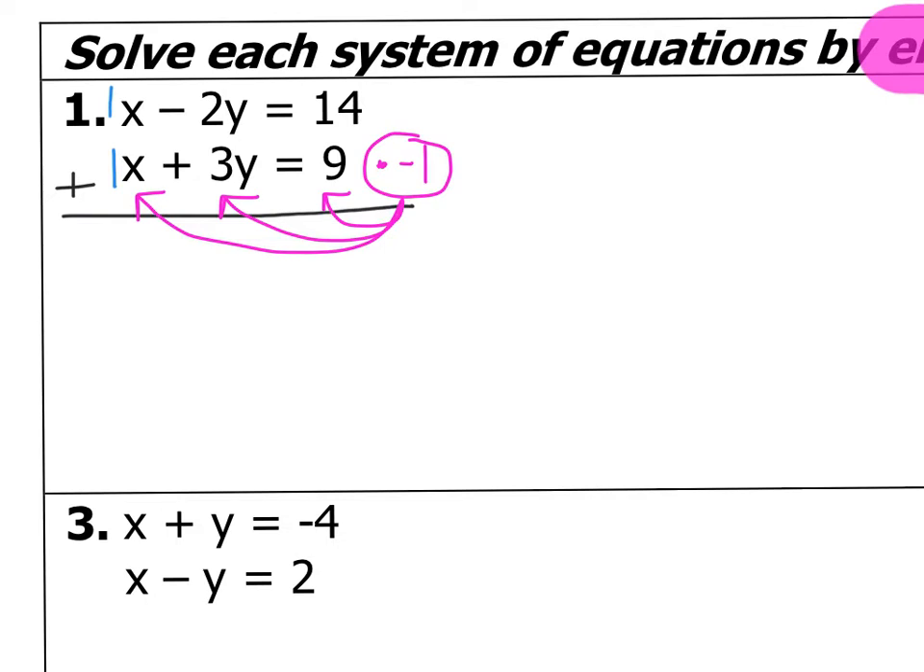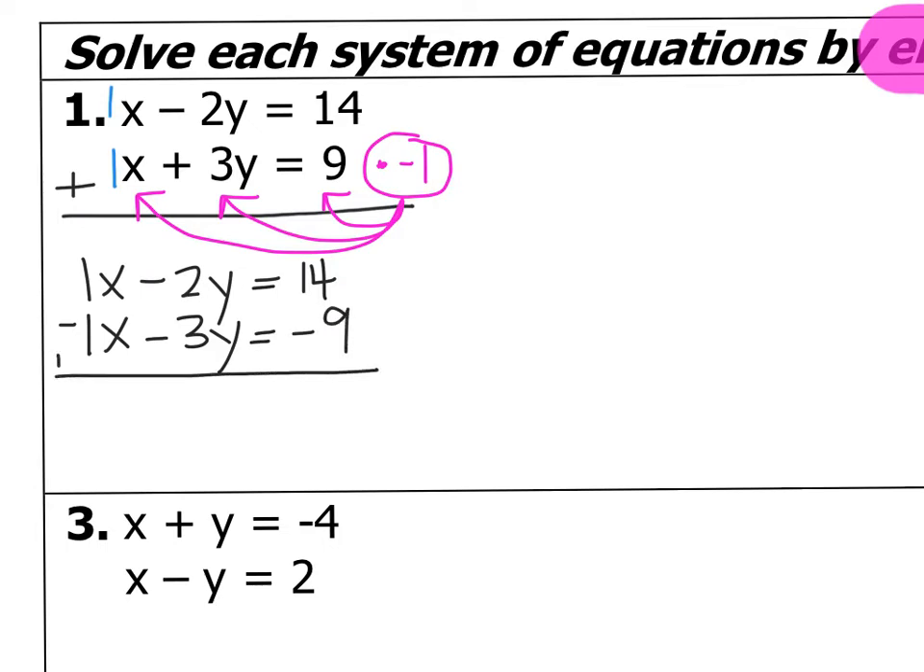So let me rewrite here. I'm just going to recopy the first equation that doesn't change. 1x minus 2y equals 14. Okay. My second equation, I'm going to distribute that negative 1 with my arrows, and I will end up with negative 1x, exactly what I wanted, minus 3y equals negative 9. All I did was distribute that negative 1, multiply 9 times negative 1 to get negative 9. Multiply positive 3y to get minus 3y. Multiply positive 1x to get negative 1x.